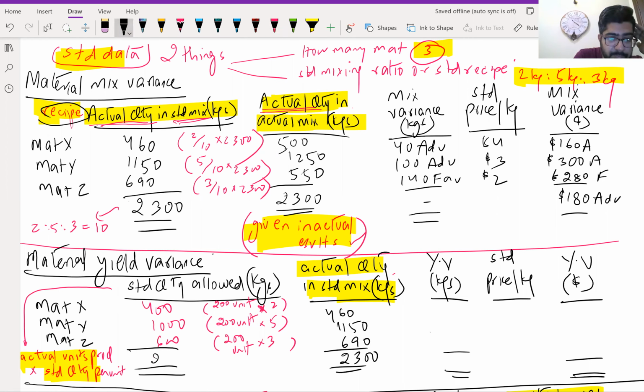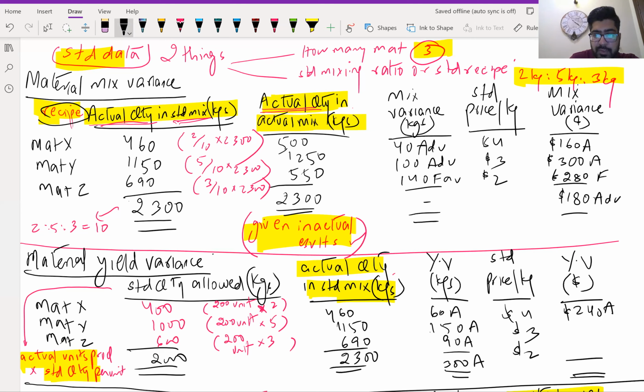This makes it 2,000. So the quantity allowed for X is 400, you input more, 60 adverse. Allowed for Y is 1,000, you input more, 150 adverse. For Z it's 600, actually it's 90 more, adverse. Net of 300 adverse, it doesn't have to be 0. Standard price per kg 4, 3, 2, monetary value: 240 adverse, 450 adverse, 180 adverse. Total $870 adverse.